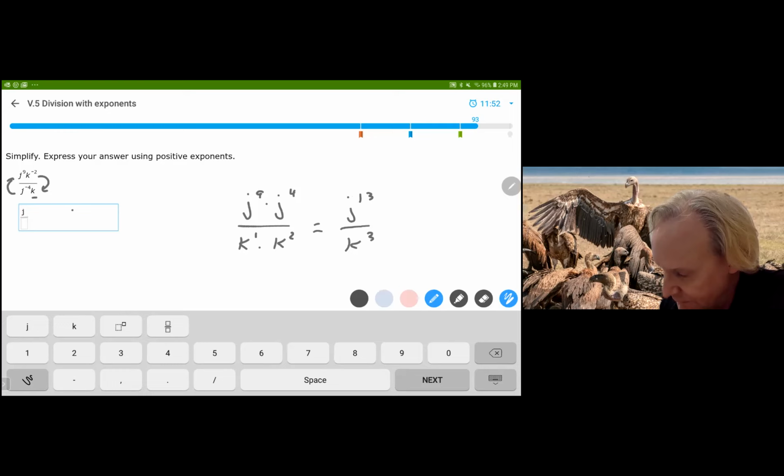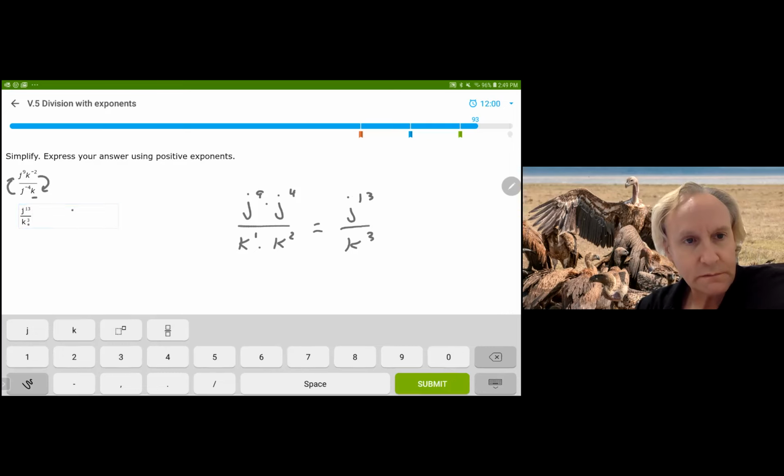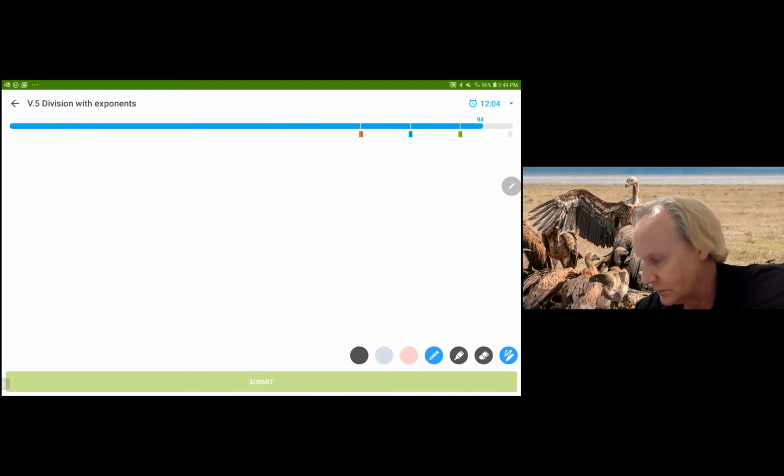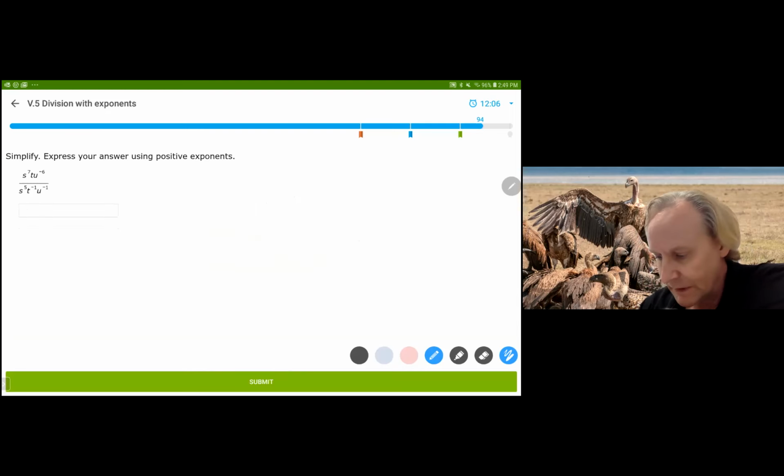J raised to the 13th over k raised to the 3rd. And there you have it. Let's see. Did I mess it up? No, I didn't think so. Okay, so in this one, I'm going to do a couple of things.